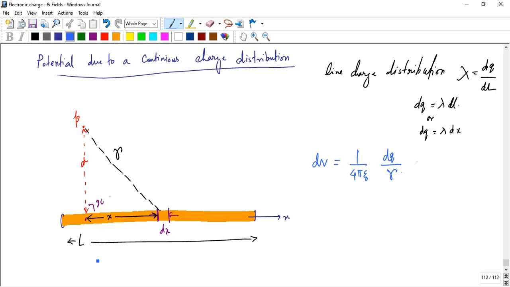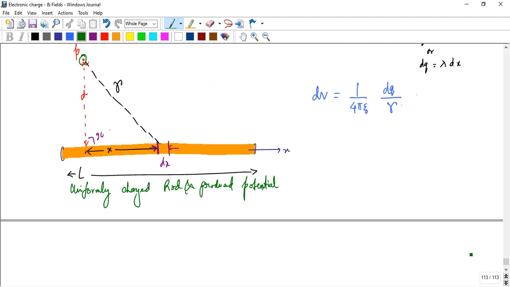A uniformly charged rod produces an electric potential, and we calculate the potential at point P. Choose an arbitrary element of the rod, of length dx.